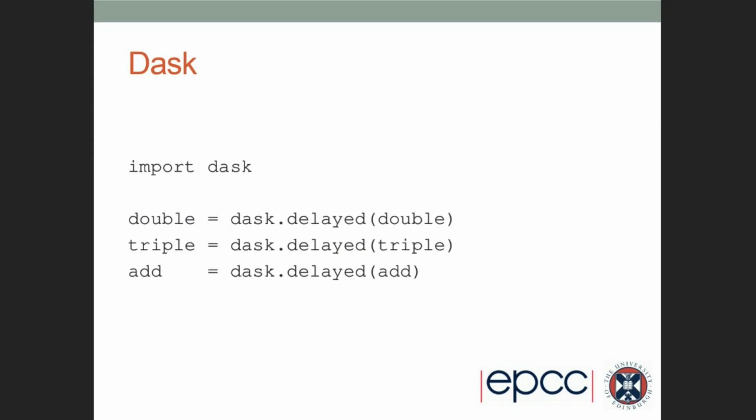The bread and butter way of using Dask is to use the delayed function. So you can mark certain functions as being delayed, which essentially means that when the interpreter gets them, it doesn't immediately execute them. It just adds them to the task graph that it's building and then executes them all later.